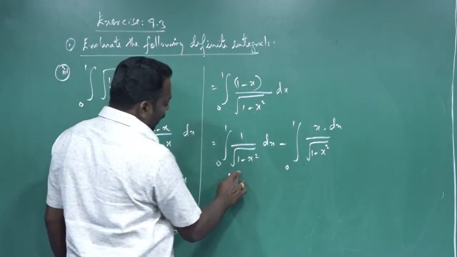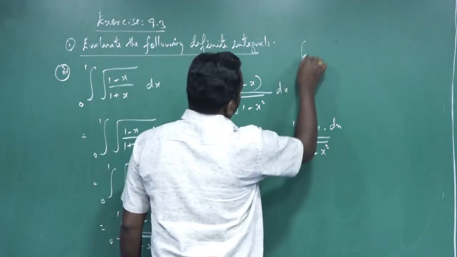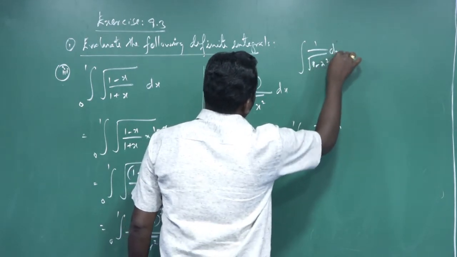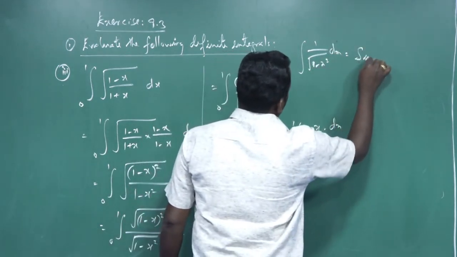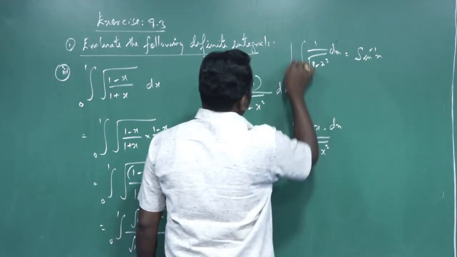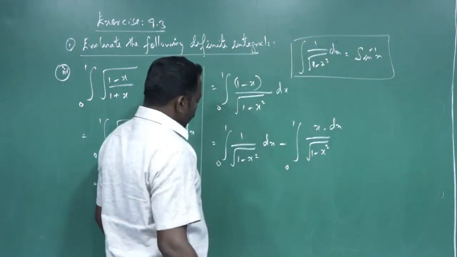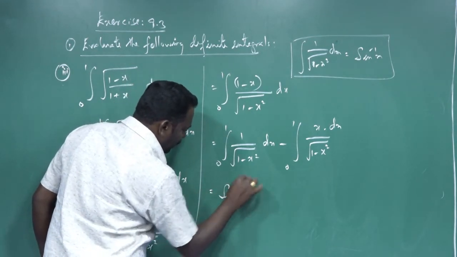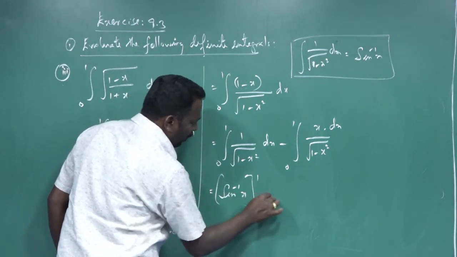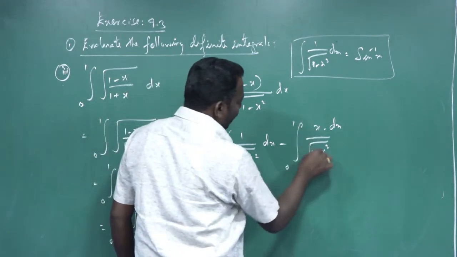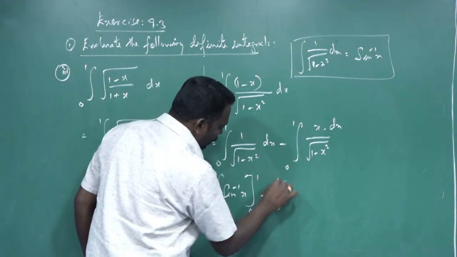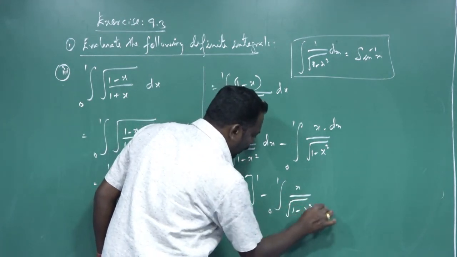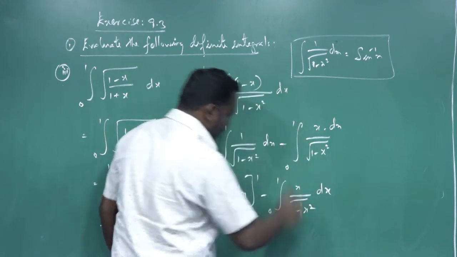So integrating this, we know the integration of 1 by the square root of 1 minus x squared dx is equal to sine inverse of x, by applying the integral formula. Therefore, if you integrate this one, it is equal to sine inverse of x with upper and lower limits 1 and 0, minus, and there is no direct formula for this one. Therefore, the integral from 0 to 1 of x by the square root of 1 minus x squared into dx, keep it as it is.